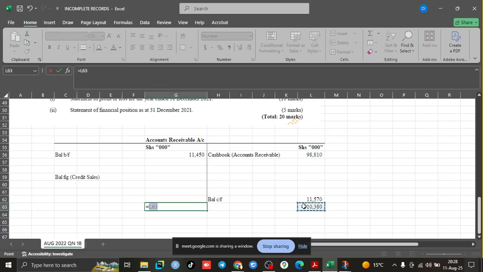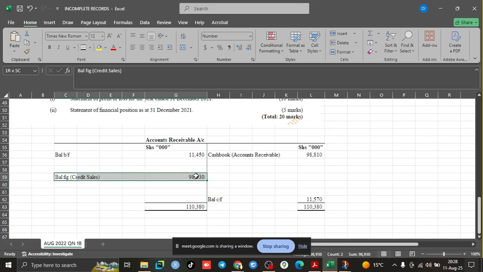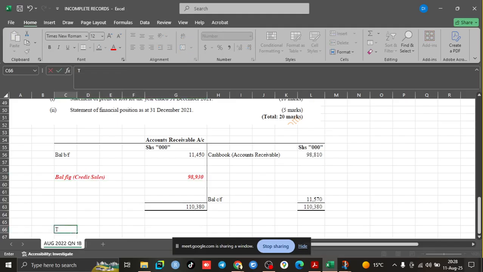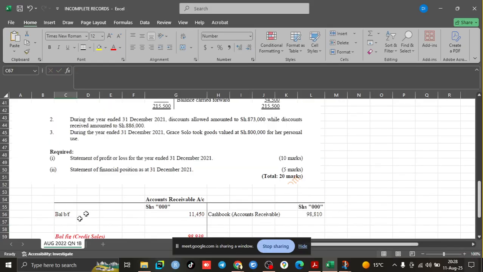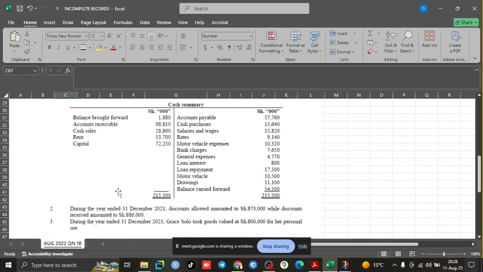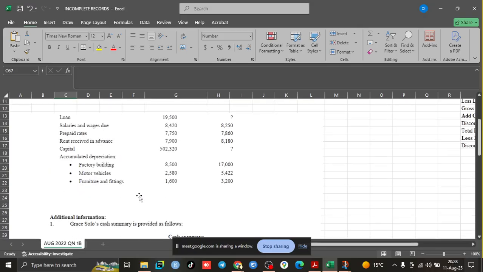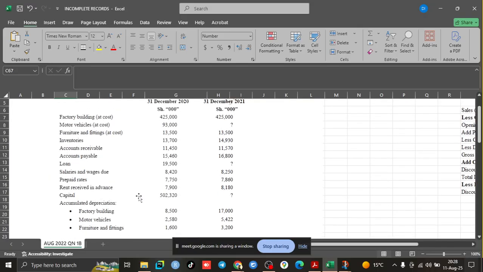110,380. So 110,380 ni minus balance brought forward 98,930. So hiyo ndio credit sales, but si total sales. Total sales itakuwa cash sales plus credit sales. Hawajasema anything like bad debt written off, ndio maana nimeenda directly hivyo tu.